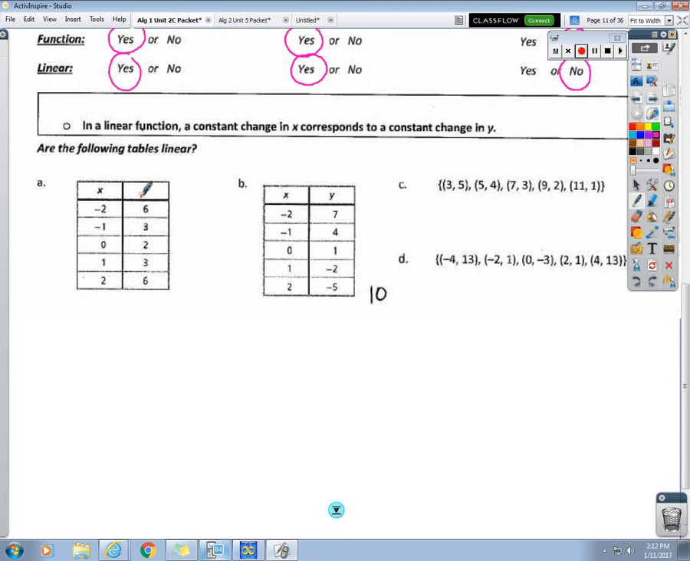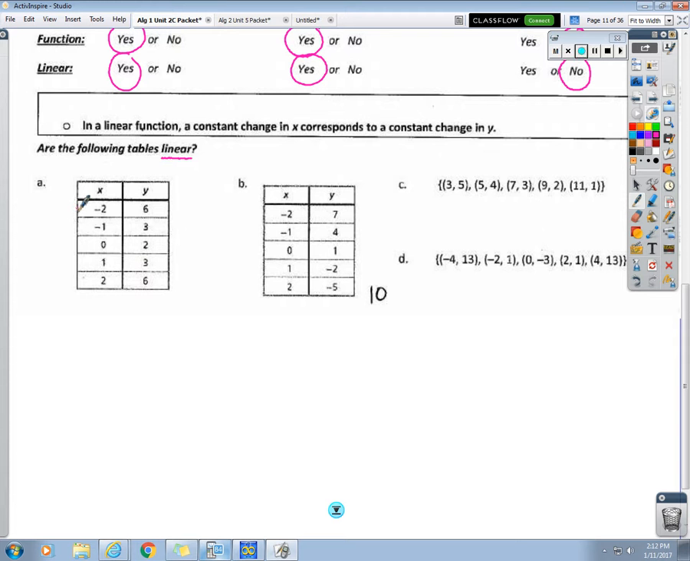Now, obviously A and B are written in table form. C and D, instead of writing it as a table, they've listed it as a set of ordered pairs. So we're going to go one at a time. So this is like 4 separate questions, and determine whether they're linear or not, whether they have a constant rate of change. Okay, well, let's look at A first.